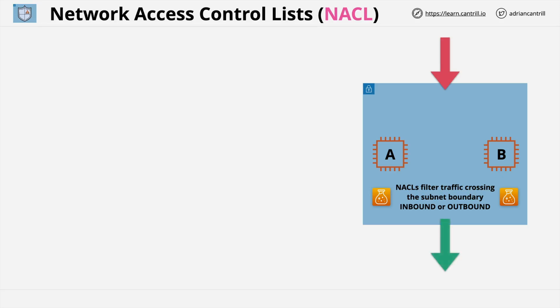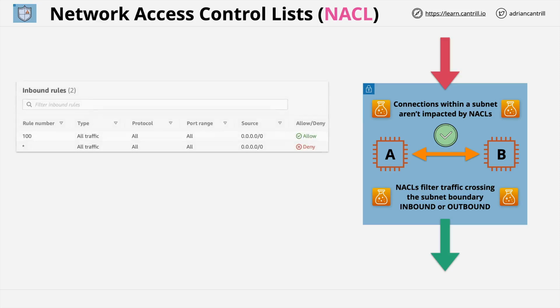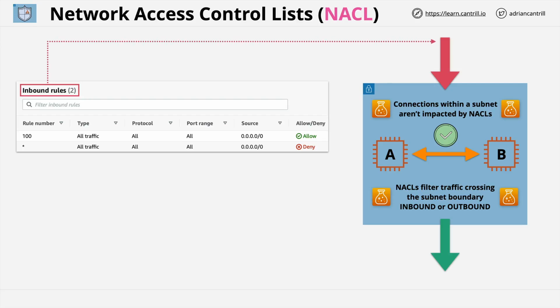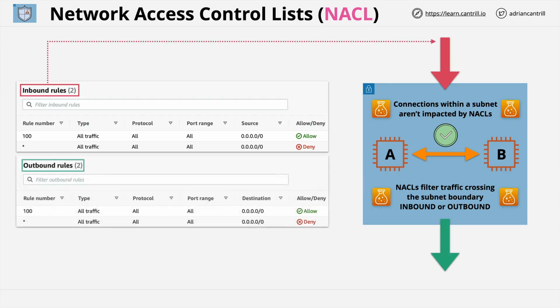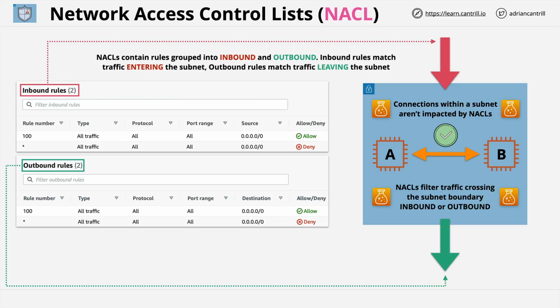But, and this is super important to remember, connections between things within that subnet, such as between instance A and instance B in this example, are not affected by network ACLs. Each network ACL contains a number of rules, two sets of rules to be precise. We have inbound rules and outbound rules. Now, inbound rules only affect data entering the subnet, and outbound rules affect data leaving the subnet.